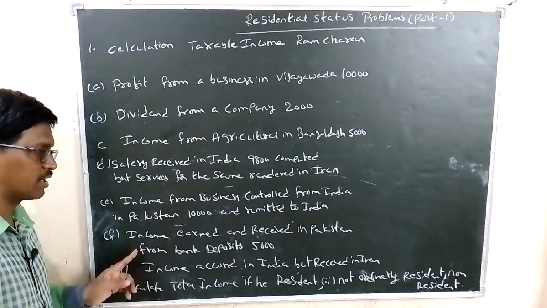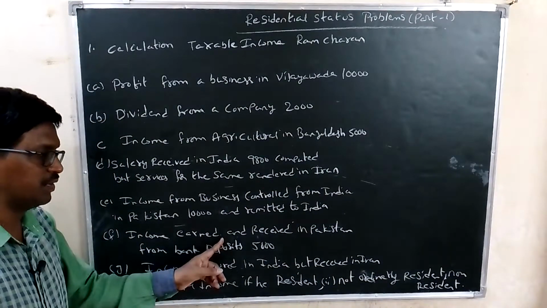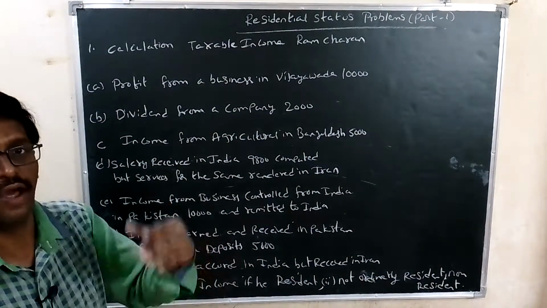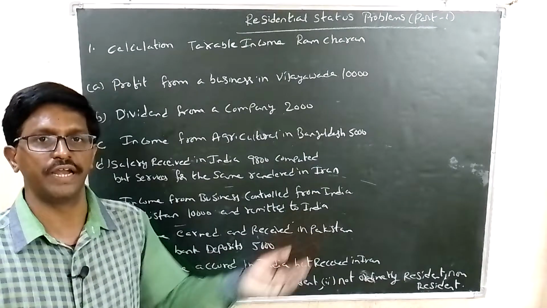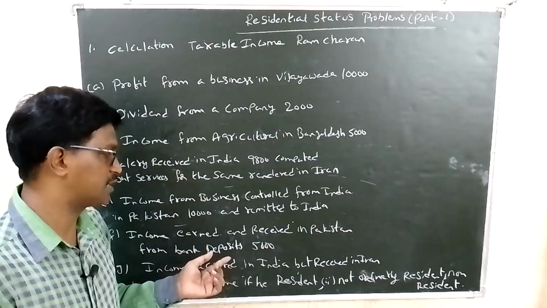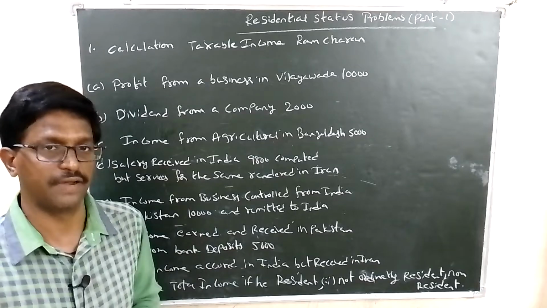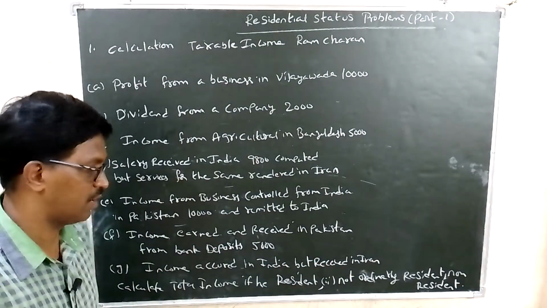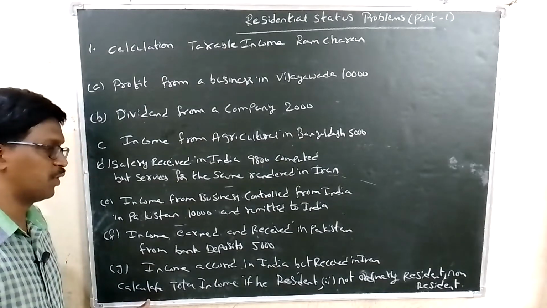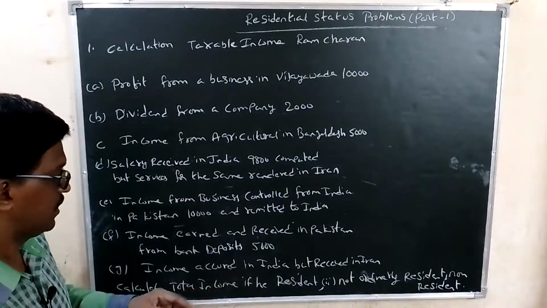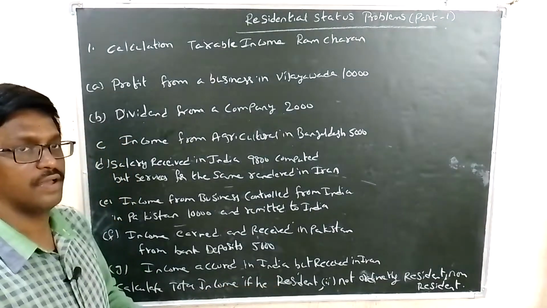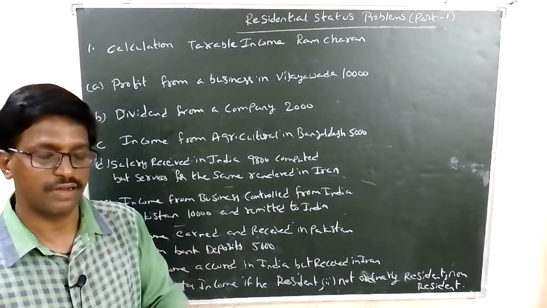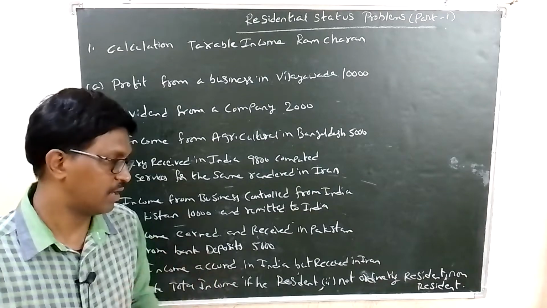Next, income earned and received in Pakistan from a bank deposit there. Earned outside India and received outside India, it will be taxable only for a resident. Income accrued in India but received in Iran, earned in India but received in Iran, it will be taxable under three categories: resident, not ordinarily resident, and non-resident.